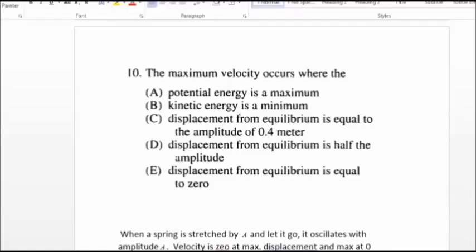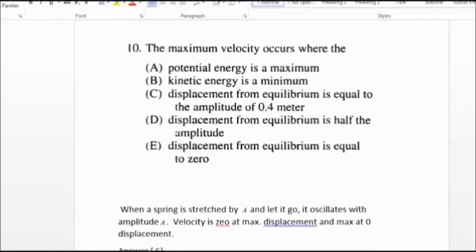So when the spring returns to the equilibrium position, the potential energy is 0 because the displacement is 0. So the entire energy is converted into kinetic energy. So the maximum velocity of the spring is when the displacement from equilibrium is equal to 0. So the answer is E.